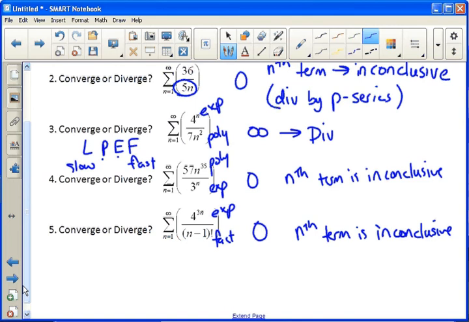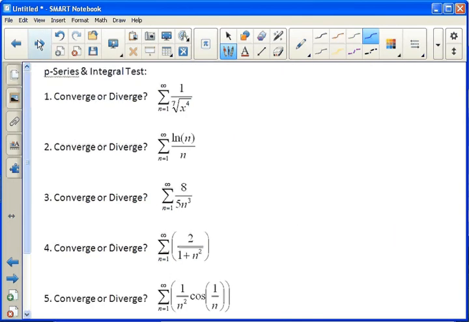P-series and the integral test. So first of all, converge or diverge. With P-series, if the power is greater than 1, you converge. If the power is less than or equal to 1, you diverge. Now forgive me, this should say n to be consistent here, not x. But this has a power of 4/7, so that is less than 1, so this one would diverge. It is a P-series and it would diverge.